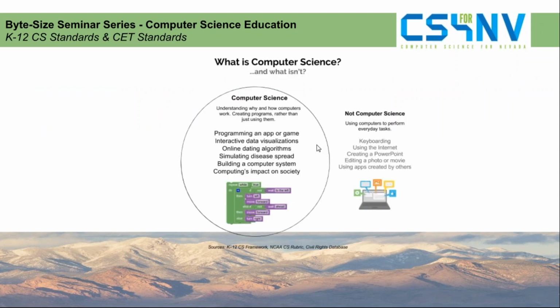So what is computer science and what isn't it? I hear this all the time. Computer science is understanding why and how computers work, creating programs rather than just using them. Okay, and there's some examples right there. The impact that computing has on society, simulating disease spread, using models, creating models, creating interactive data visualizations. Big data is huge right now. As we know, data is collected constantly.